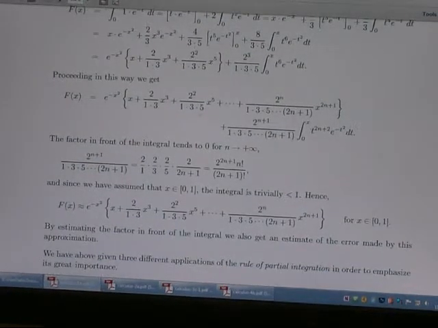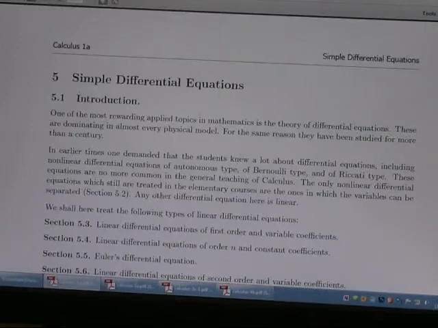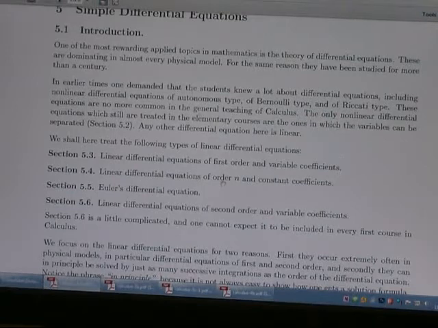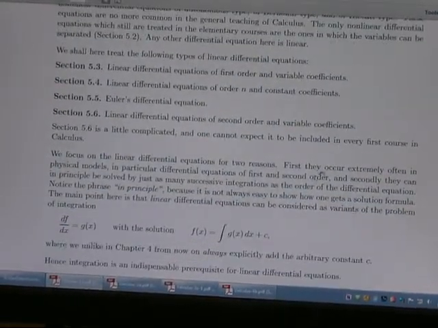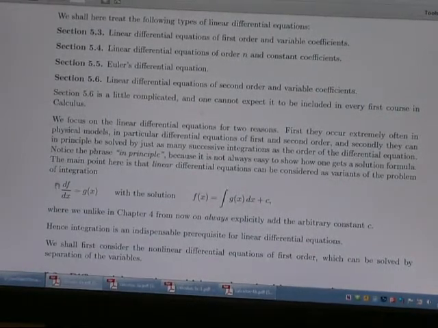And then we are talking about simple differential equations. Differential equations include linear differential equation of order n, Euler differential equation, linear differential equation, and second order. Those are the kinds of linear differential equation. A differential equation means one side is a derivative and the right-hand side is an expression. If you see df by dx equal to g(x), the solution is f equal to the integration of g(x) dx plus c. This kind of solution we can find.